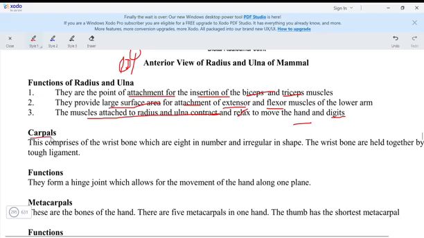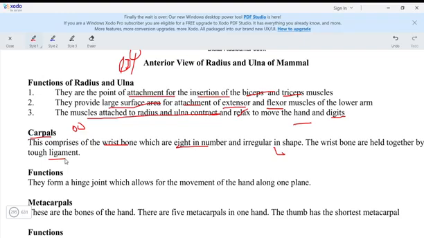Now look at carpals. When you talk of carpals, those are the bones inside our wrists, where you put your wristwatch. They call them wrist bones. They are 8 in number, and their shapes are irregular. They are not regular shapes. These wrist bones are held together by a tough ligament. A ligament always joins bones together at the joint.